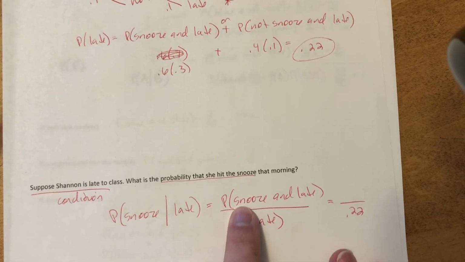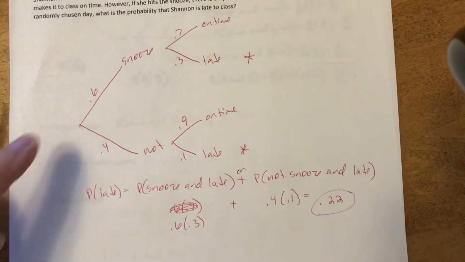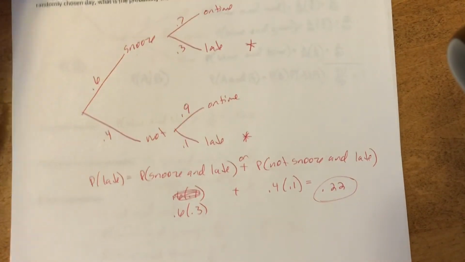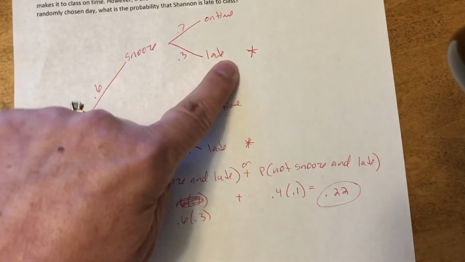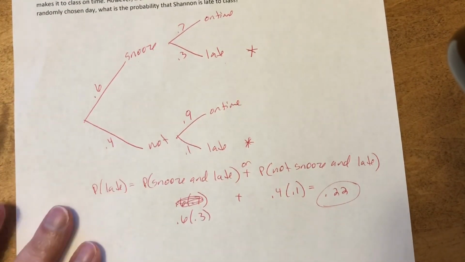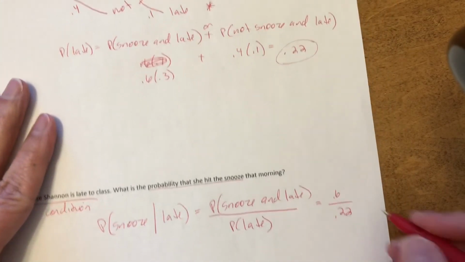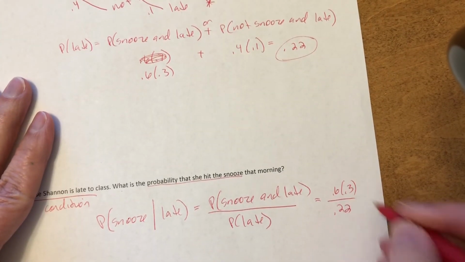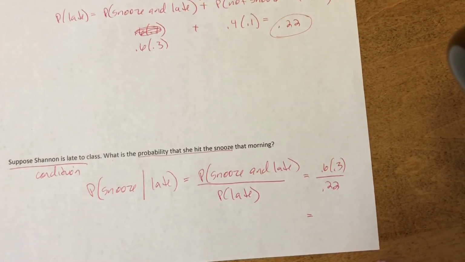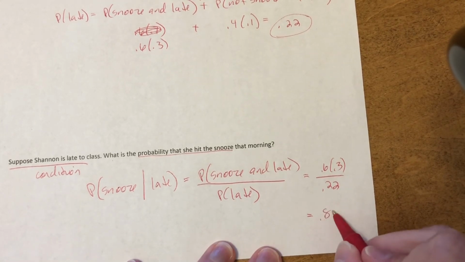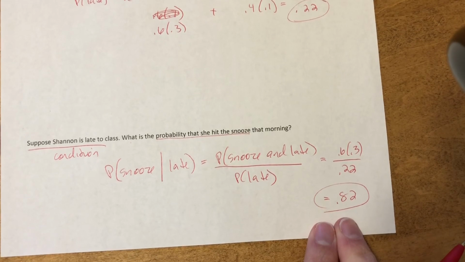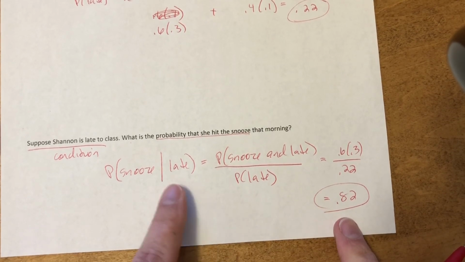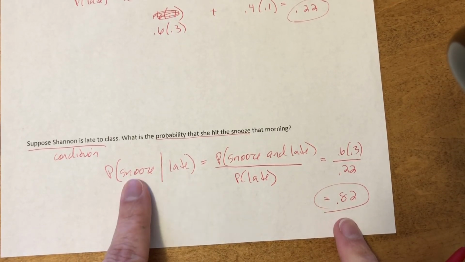And then for the probability of hitting the snooze and being late, we can find that from the tree again. So there's the probability of her hitting the snooze and being late. So I'm going to do 0.6 times 0.3. Then if I throw that in the calculator, I get 0.82. So there's a 0.82, or an 82% chance that if she's late, she hit the snooze.